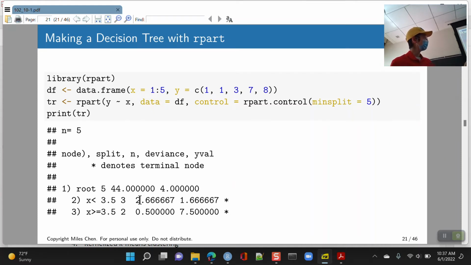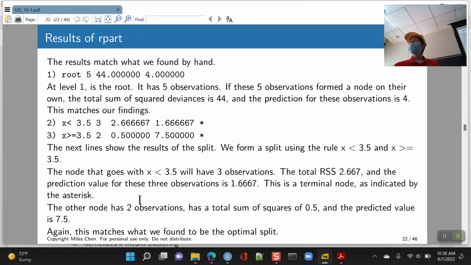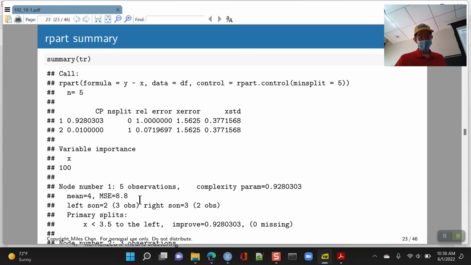When you do rpart in R, it considers all the possible partitions, and we get the same results that match up. Okay, so that's good. Anytime you do something by hand and it matches what the computer does, it feels good. All right, you can also run summary, and it gives you a little bit more information.